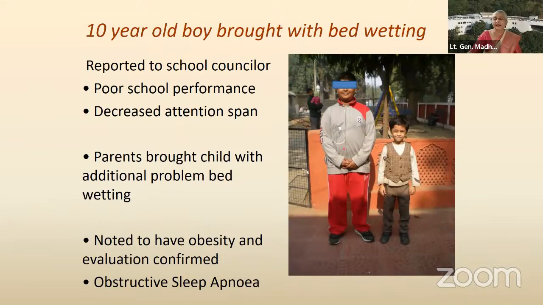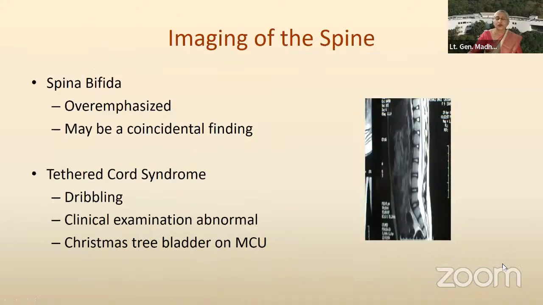And this is again just to break the monotony. This young boy was brought in with a good history. The two brothers were just a year and a half apart, but there was a huge difference in their size. And on detailed evaluation, it was found there was poor performance at school and wetting the bed, but his problem was obesity and obstructive sleep apnea, which when treated, his enuresis improved.